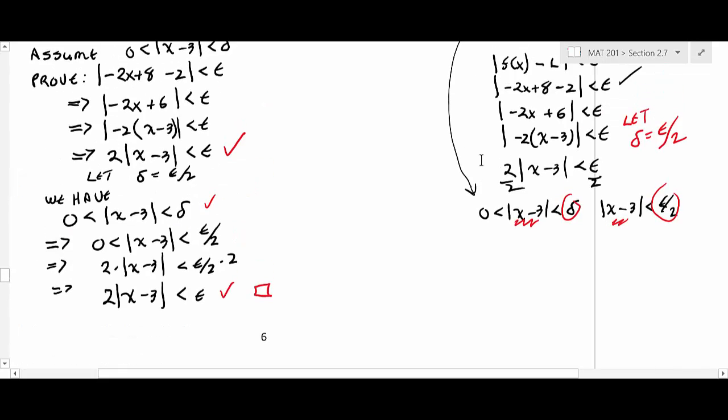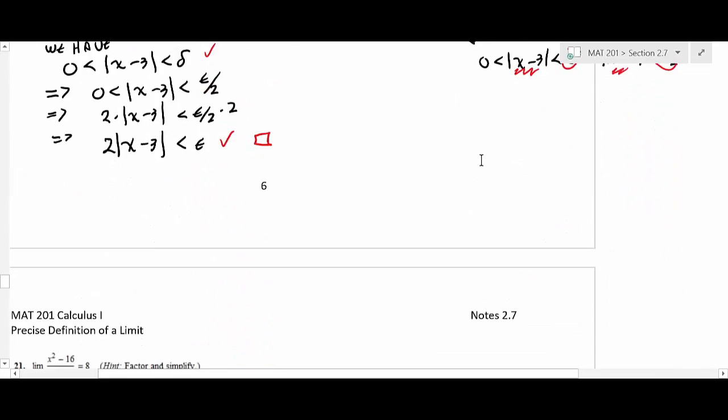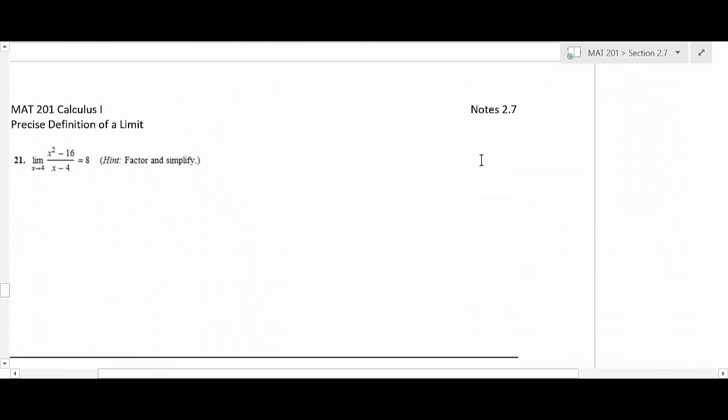Okay, so that's how that would go. Those are pretty straightforward limit proofs. Now we're going to go on and look at the next one, number 21. With this one, again, you're going to start off with 0 < |x − a| < delta, and then you're going to do |f(x) − L| < epsilon. Again, you're trying to establish a connection mathematically between delta and epsilon.